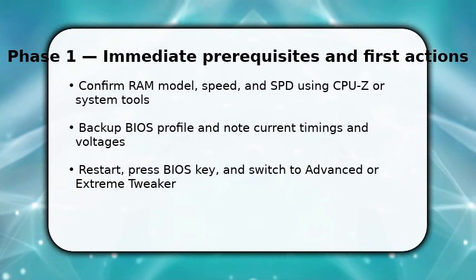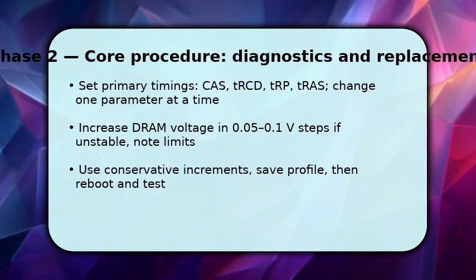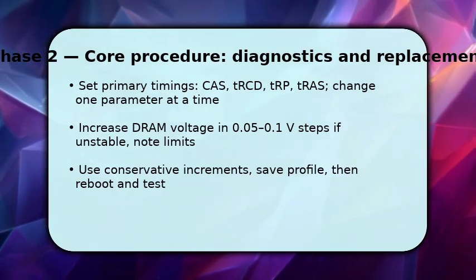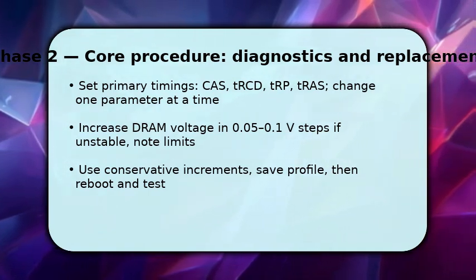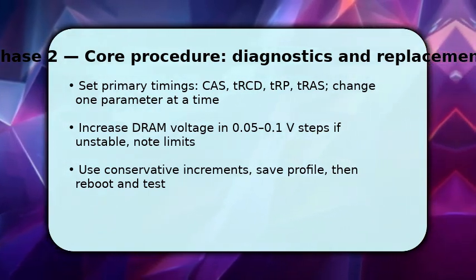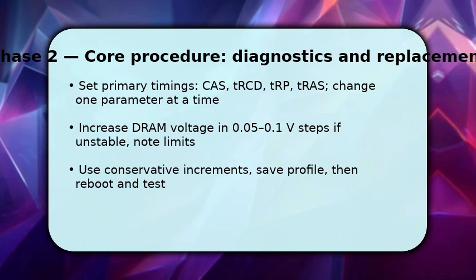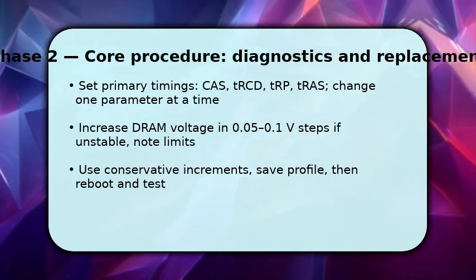You now tackle the complex middle. Change primary timing stepwise to tighten latency. Start by lowering CAS by 1 cycle, save, and reboot to test stability. If the system fails, increase DRAM voltage by 0.05 to 0.1 V.